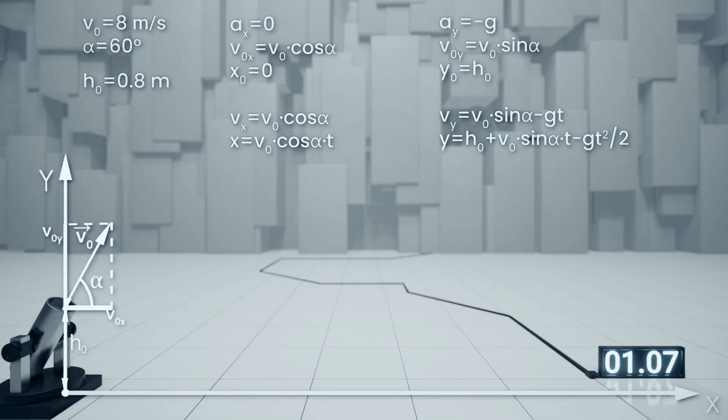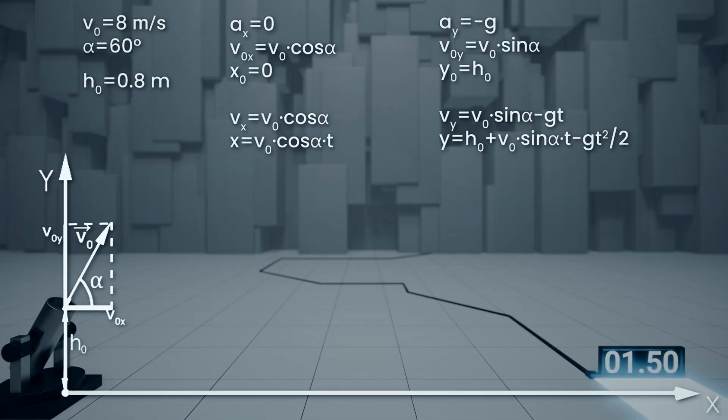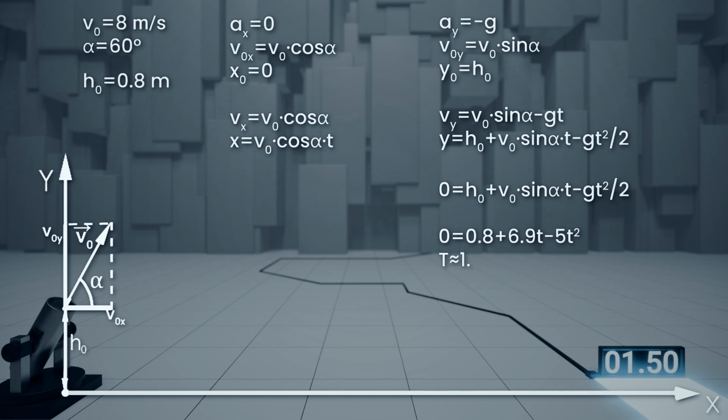To find the time when the object hits the ground, we set the vertical coordinate equal to 0. This gives us a quadratic equation. Solving it, we find the total flight time. In our case, the initial height is 0.8 meters, and the vertical component of the initial velocity is 6.9 meters per second. The solutions to the equation are negative 0.1 and 1.5. This means the total flight time is 1.5 seconds.